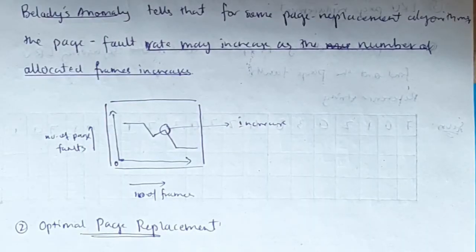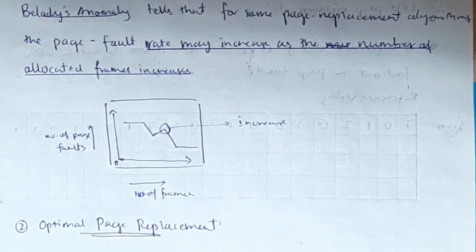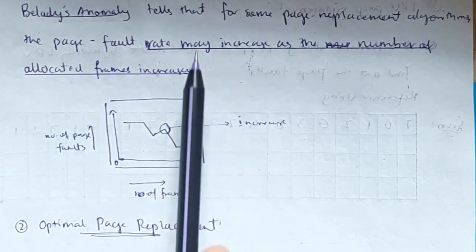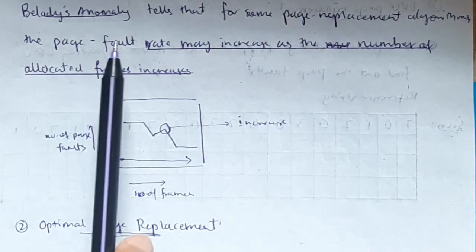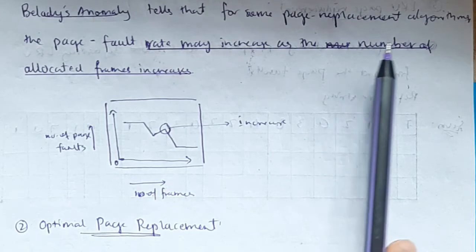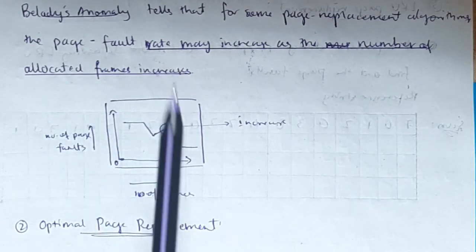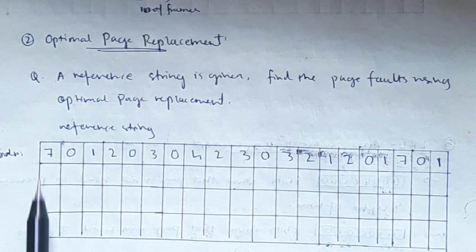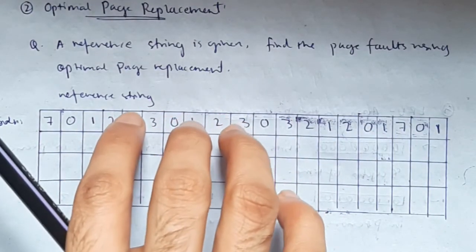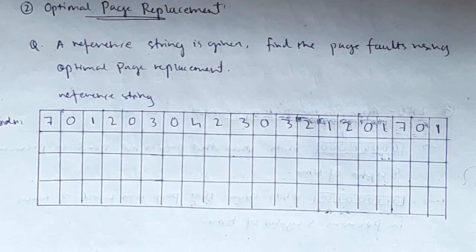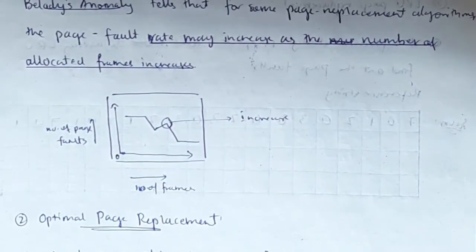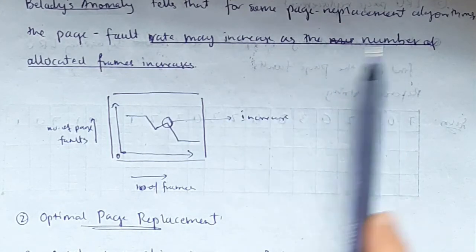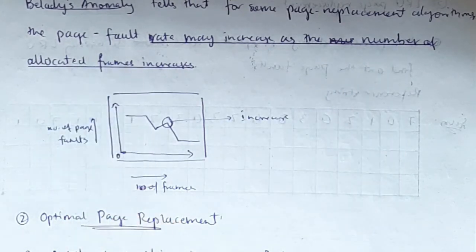There is a small theoretical topic which is Belady's anomaly. It's a very important topic. It says that for some page replacement algorithms, the page fault rate may increase as the number of allocated frames increases. See here, the allocated frames are these ones. If I increase these frames, there will be more chance that all the pages will find a place. But according to this anomaly, for some algorithms, when we increase the number of allocated frames, the page faults also increase.